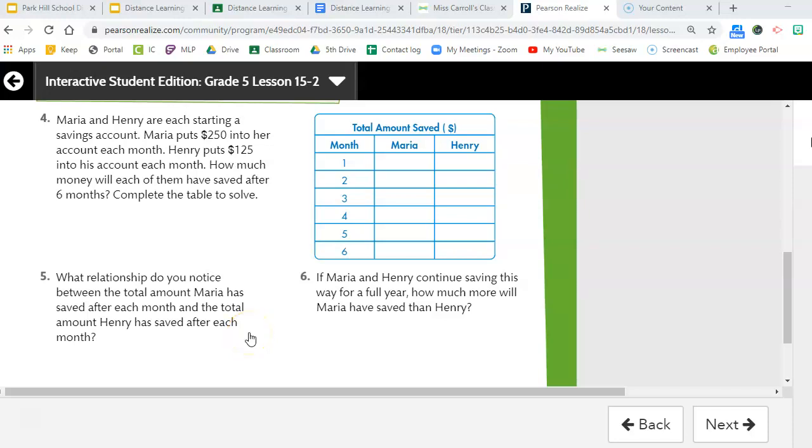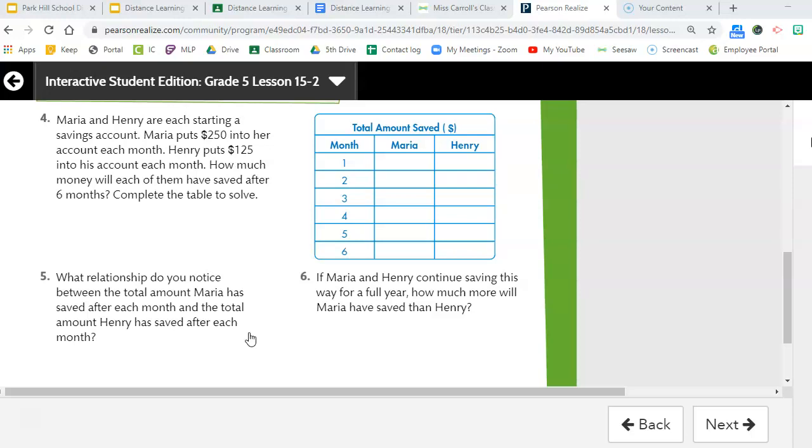Hello, fifth graders. This is lesson 15-2, and we're talking about more numerical patterns. So this is a lot like yesterday's lesson, and hopefully this will just get easier each day as you continue to practice. So we're going to start with numbers 4, 5, and 6.